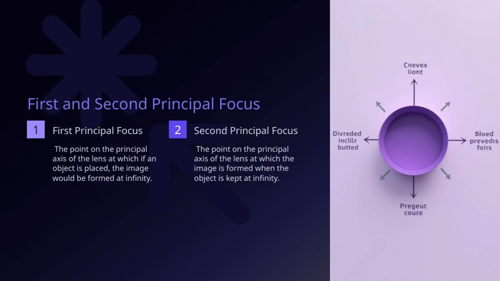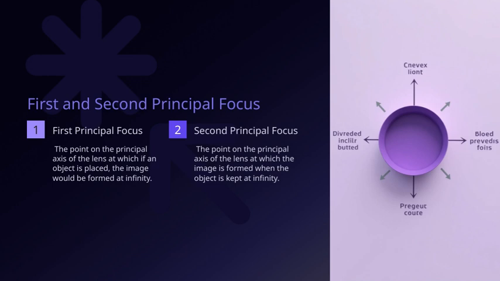The second principal focus is the point on the principal axis where an image is formed when the object is placed at infinity. In other words, if you imagine an object infinitely far away, the rays coming from it are essentially parallel, and they converge at this focus after passing through the lens.